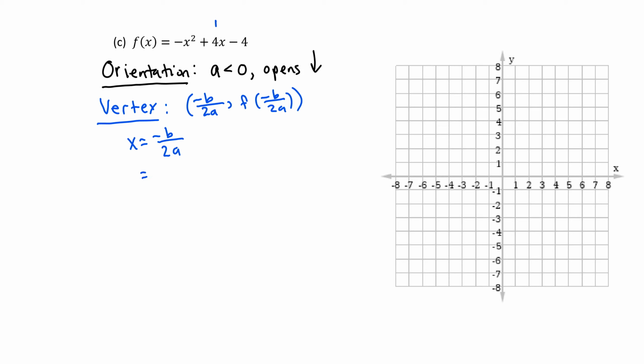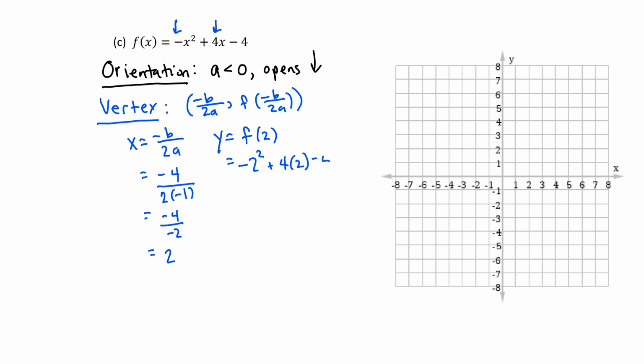In this case, b is equal to 4. So we're going to have the negative from the formula, and we replace b with 4, and a is -1. So we have -4 divided by -2, which is +2. To find the corresponding y value, we're going to plug 2 back into the function. So we observe -2 squared plus 4 times 2 minus 4.